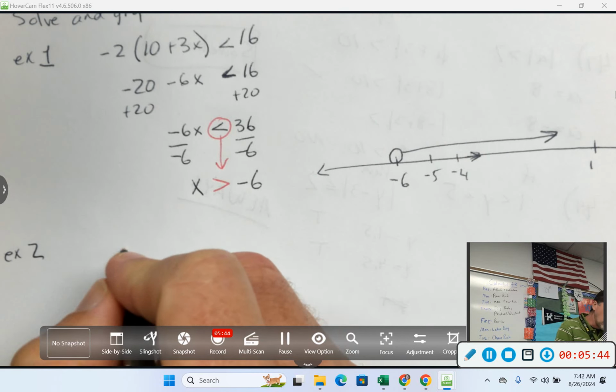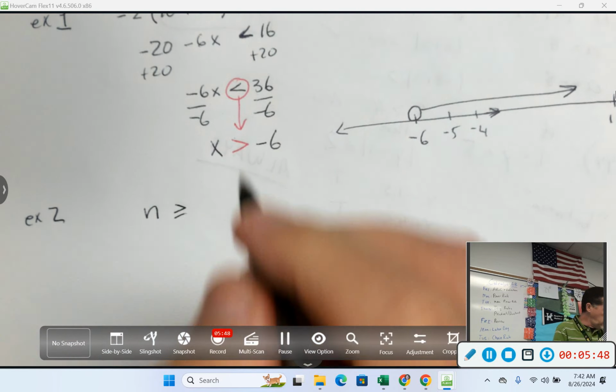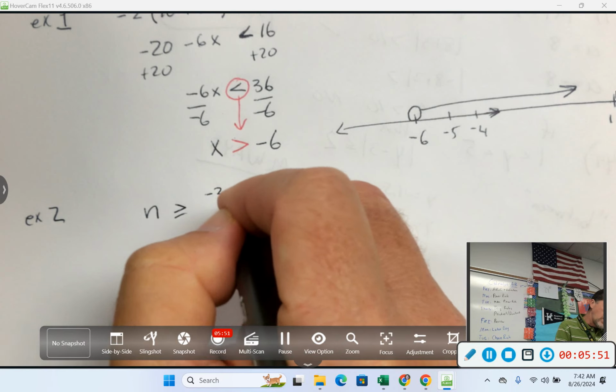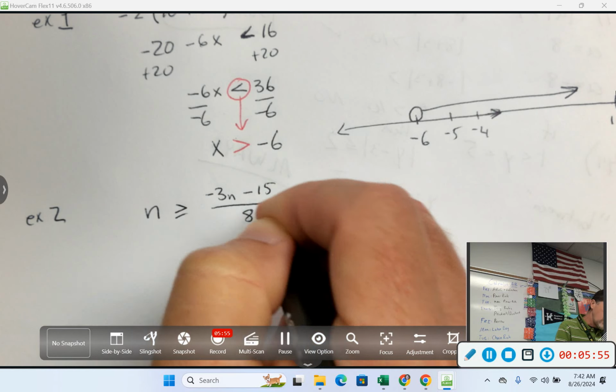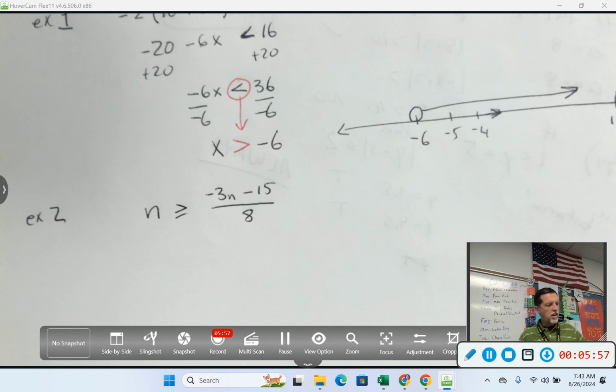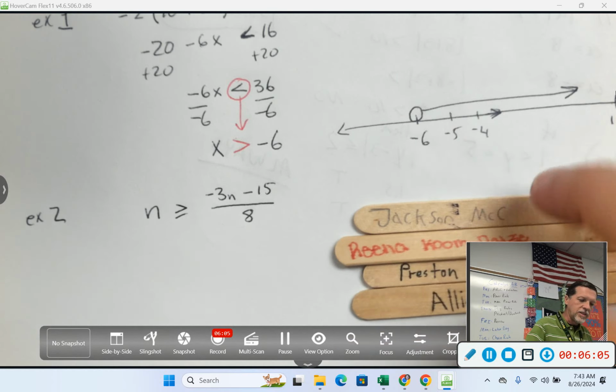Let's do one more. N greater than or equal to -3n minus 15 over 8. Last one took 5 popsicle sticks. I don't know if we can get 5 out of this one or not. We'll see.